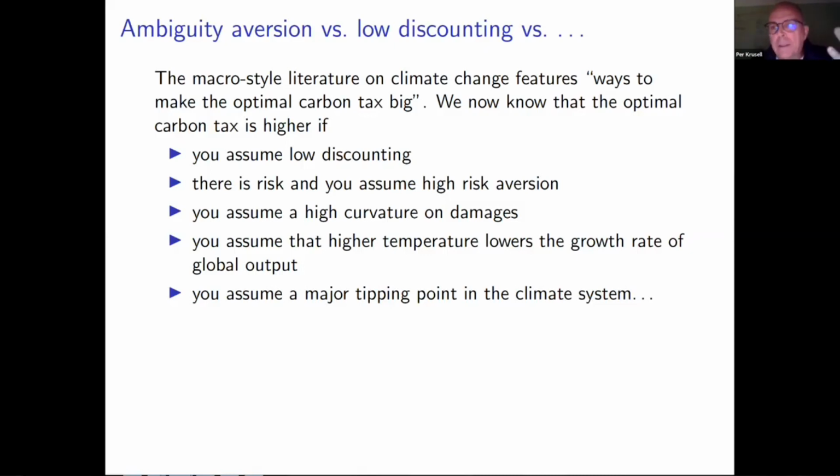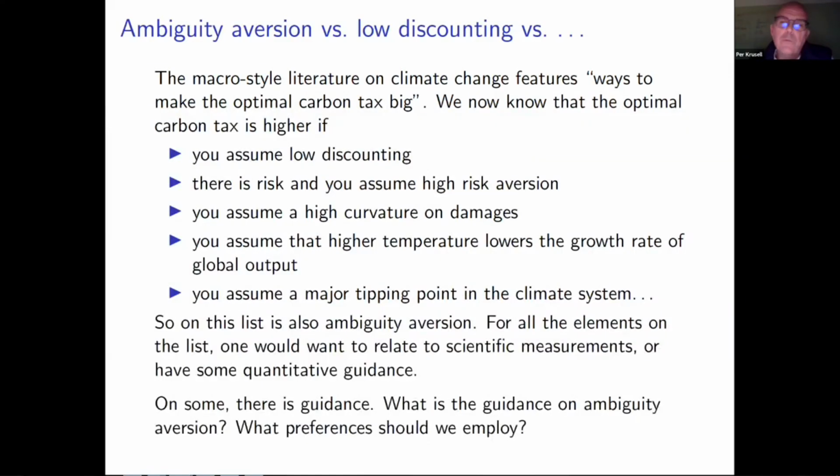And I think they've done it because they're concerned, and some calculations like Nordhaus's give an optimal tax on carbon that's not very big. And it's like, well, is that wrong? What's wrong with the model? So we know now that if we use a very high discount factor, a low discount rate, you can get the numbers to go up. If you assume high risk aversion or big, fat tails, you can get the number to go up. You assume a high curvature on damages, you get the number to go up. You assume that higher temperature lowers the growth rate instead of a level effect, you get the number to go up. If you assume a major tipping point in the climate system or in damages, you get the number to go up.